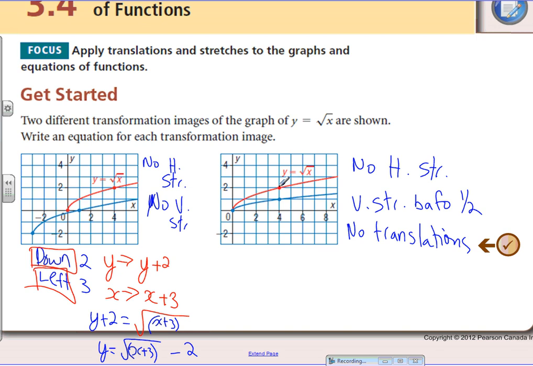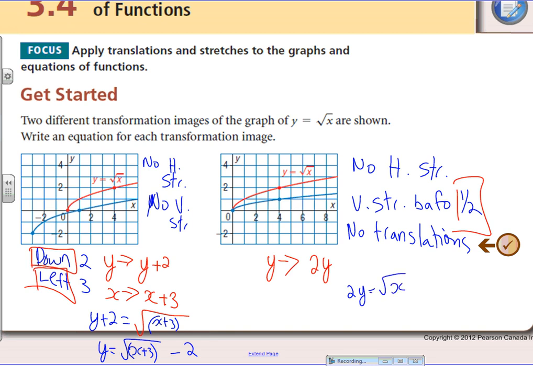Vertical stretch by a factor of 1/2. I highly recommend using your replacement method here. Less mistakes. As soon as we do that, vertical, so it's y. Stretch, so we're multiplying. And we're multiplying by the opposite, 2y. So wherever you see a y, put 2y. So our new equation is going to be 2y equals the square root of x.